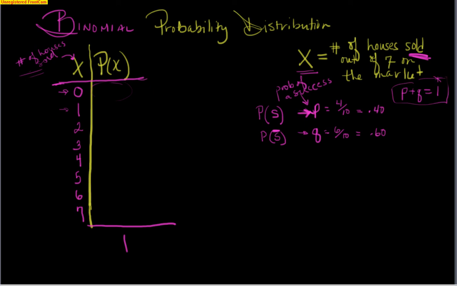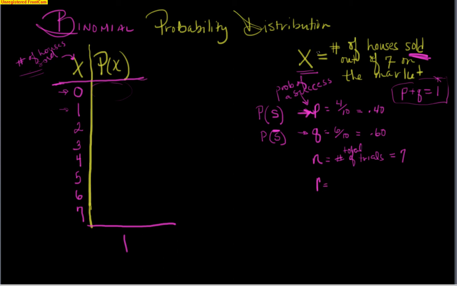Okay, then we have N. N is always your total number of events or your total number of trials. In this case, it's the total number of houses that she could potentially sell. It almost always denotes a total of some sort. So in this problem, what is the total number of houses that she can even potentially sell? It's 7.